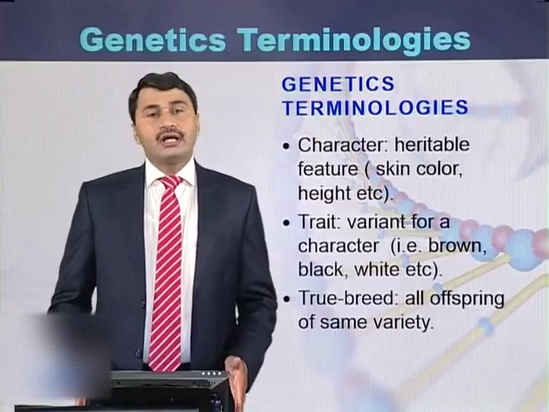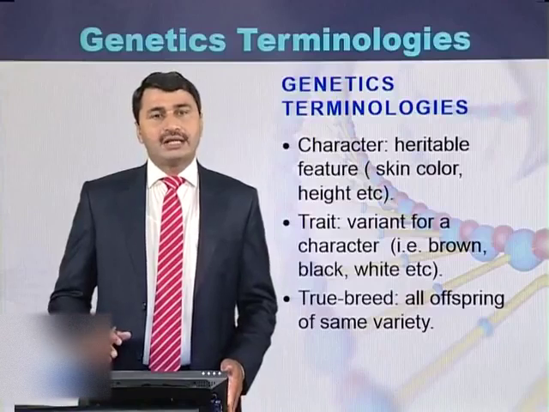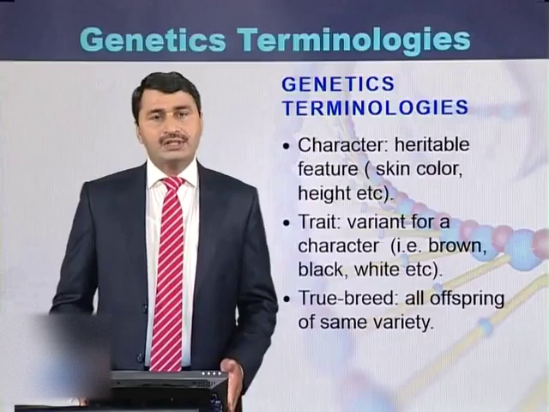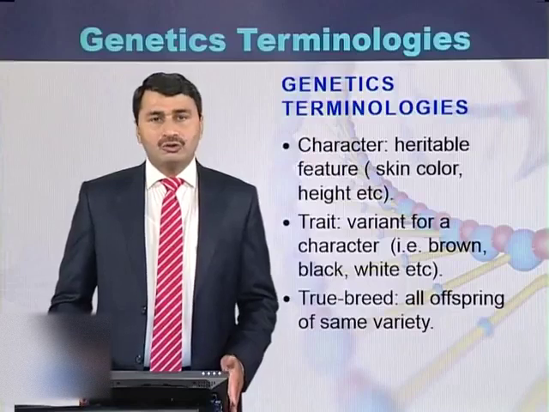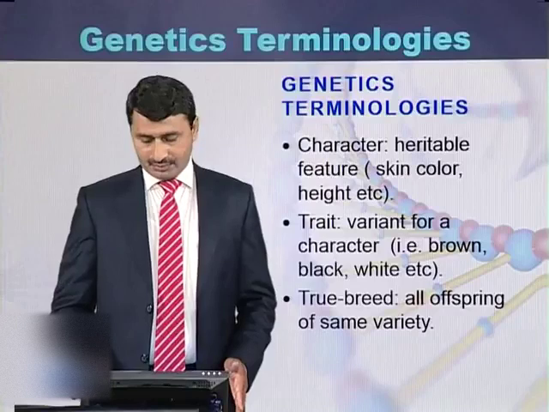While true breed: if all the offspring produced are of the same variety, like tall plants producing tall offspring and short plants producing short plants, those varieties will be called true breeds.